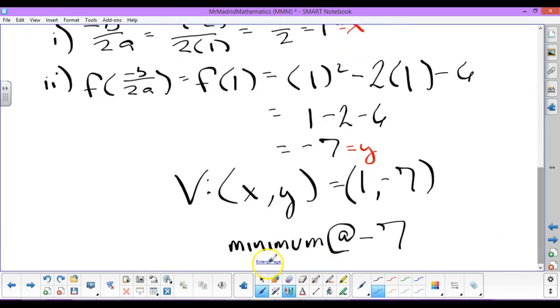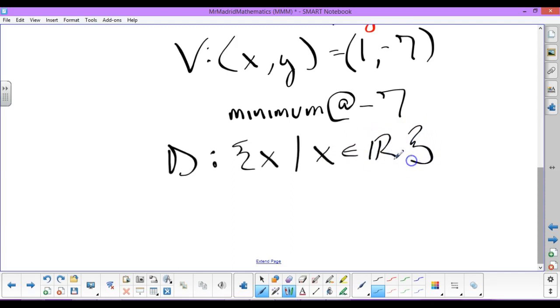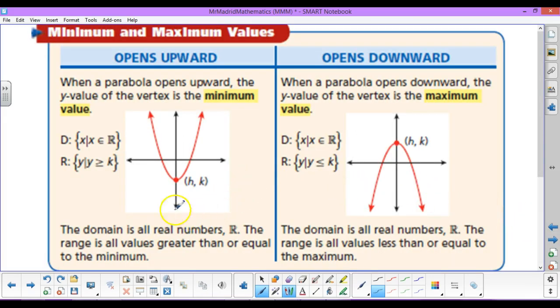So let's put that on here. So the domain, we'll say, is all the x such that x is an element of all real numbers. Well, you're going to see this a lot, so might as well just copy it and memorize it. And as far as the range goes, look what it says, minimum. The range is all the values greater than or equal to the minimum.